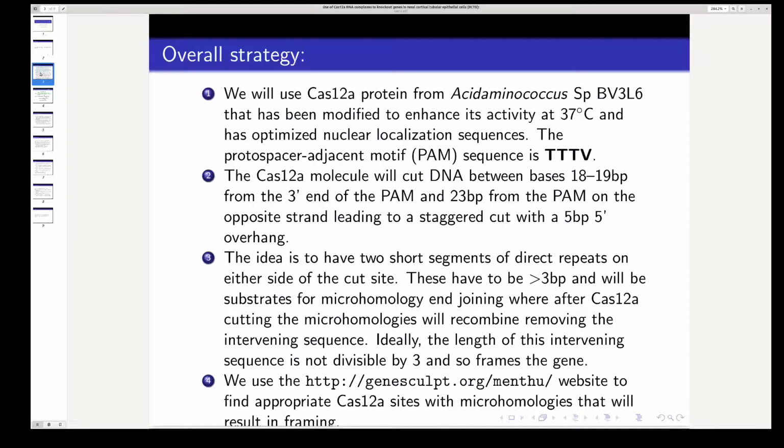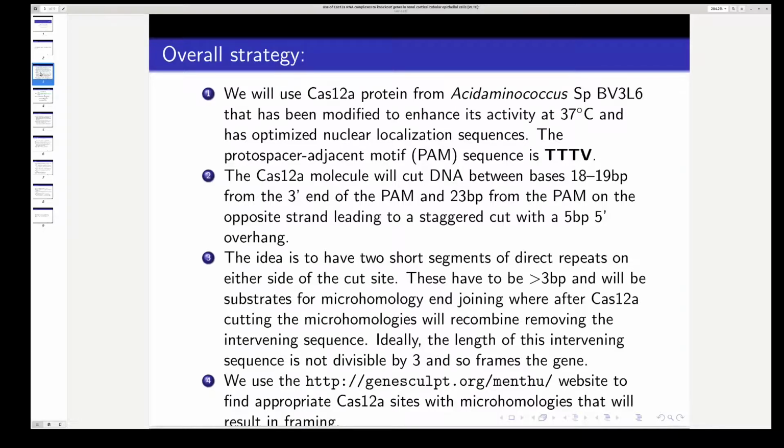Now what we're hoping is that the two direct repeats then recombine by microhomology end joining and delete the intervening sequence. So if the length of that sequence is not divisible by 3, supposing it's 10 or it's 13, then that will frame the gene if the Cas12a site is within an exon.